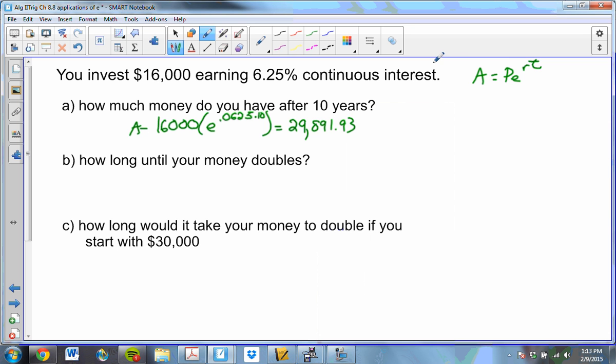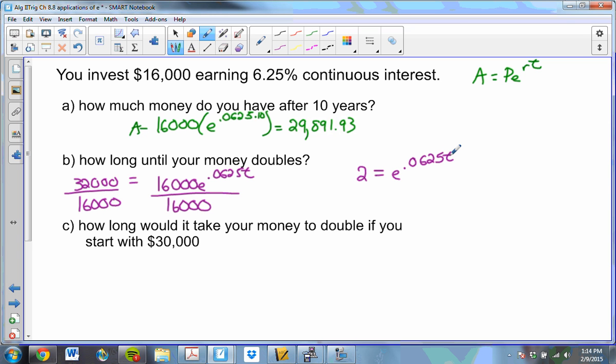Okay, how long till your money doubles? Well, assuming we're still starting with our 16,000, we're doing times e to the 0.0625. Now we don't know how much time we're talking about, so we put our variable t here, and we know that we want to end with 32,000. Now I solve this equation with t as a variable. My t up here is a power, so I have to solve using some logarithms. I'll start first by dividing everything by 16,000. I can't take a log of anything until the thing with the power is all the way isolated.